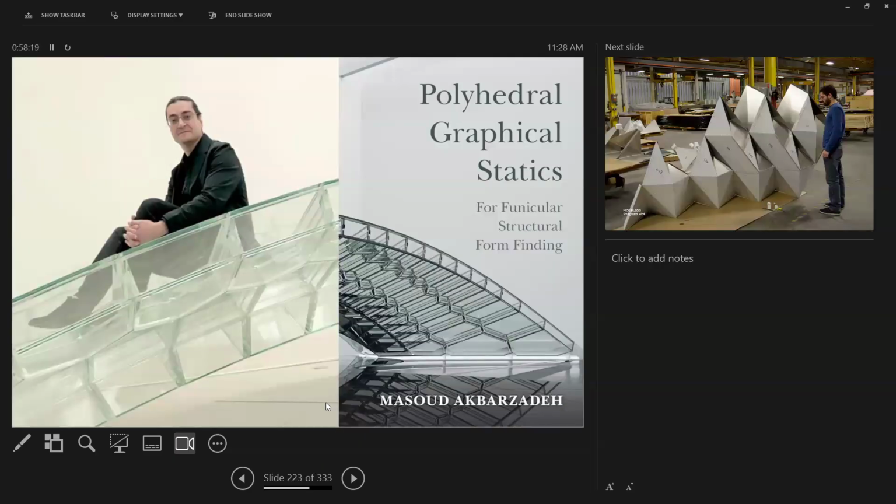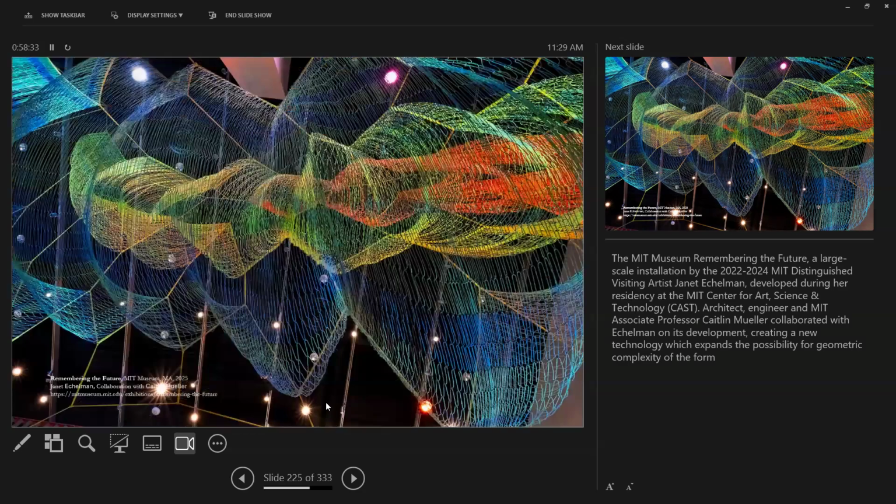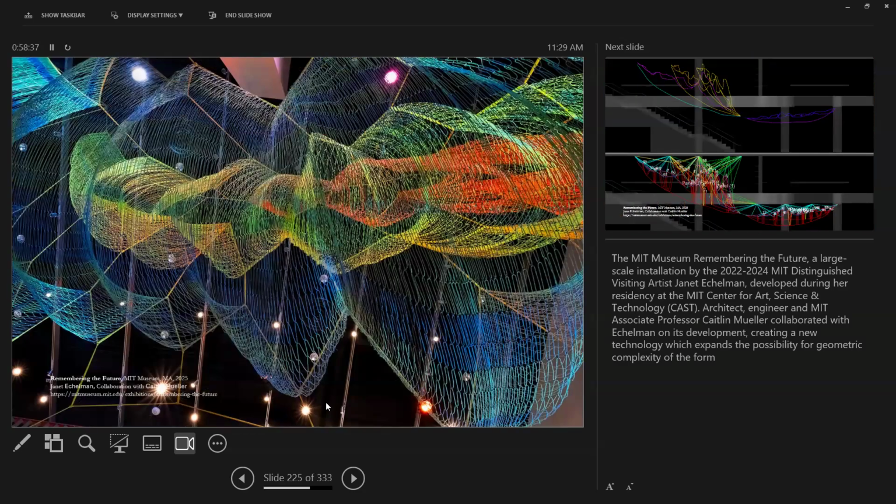Another person who does graphic statics is Masoud Akbarzadeh at Penn, who I very much admire. He built this glass bridge recently using the graphical method. Or another person, Nick Bruscia. I've shown his models before. There's also Janet Echelman, who does these tensile structures. This one was at the MIT Museum, in a collaboration with their associate professor there, Caitlin Mueller.